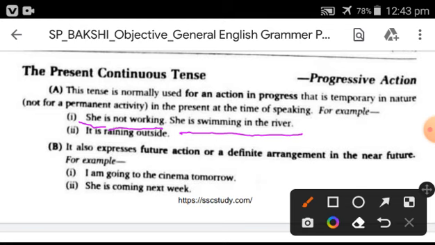You need not mention right now when you are talking to someone in present continuous tense. Example, she is swimming in the river right now. You need not say right now, right now, right now. And the second use of present continuous tense is also written here.